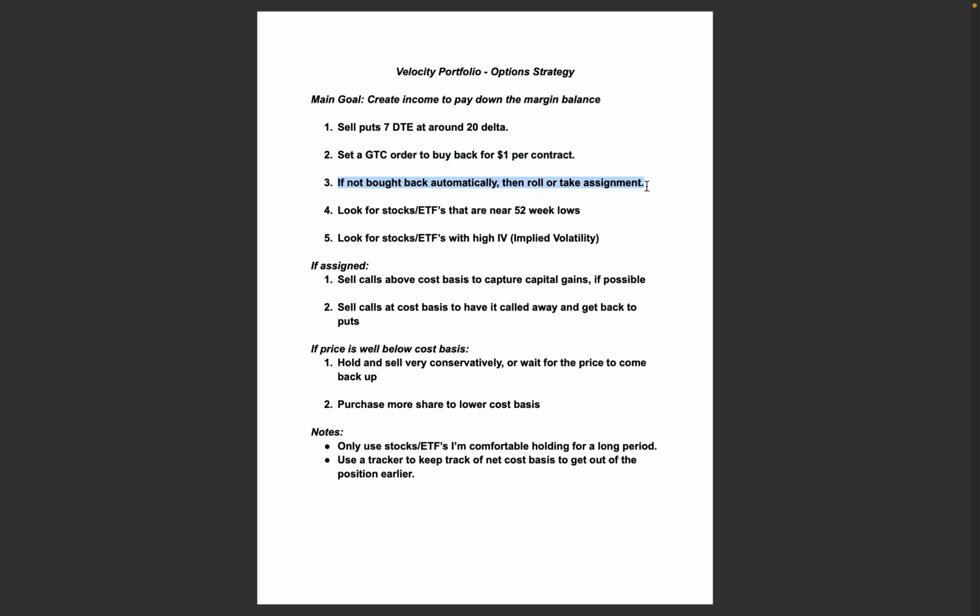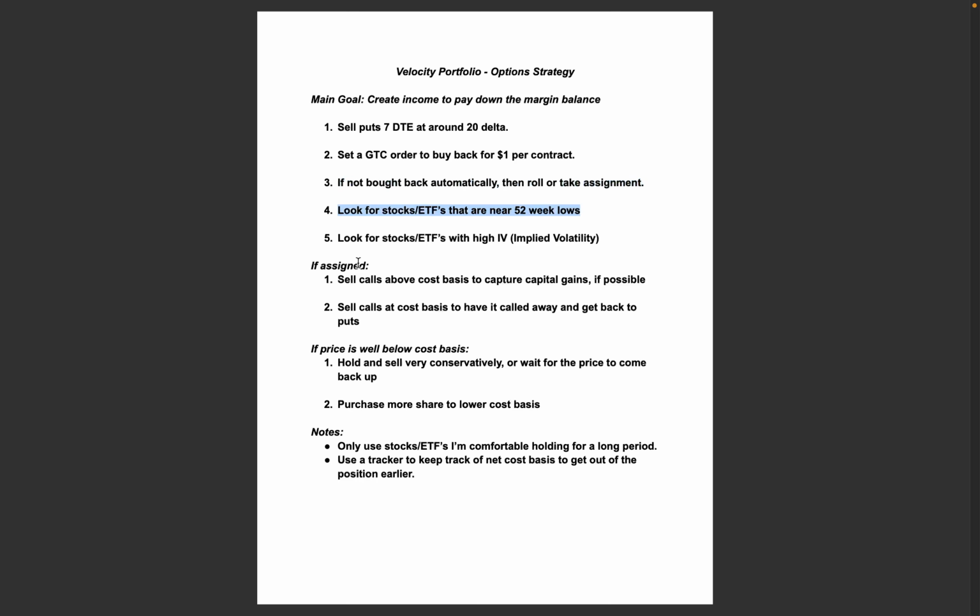Third, if it's not bought back automatically by this good till cancel order, then I will roll or take assignment depending on what it looks like on Friday. I do check the account a few times a day throughout the week, and if I see an opportunity to close it for half the price and sell another or jump into a different stock or ETF, then I will do so. But generally speaking, I will manage it the following Friday, and then I roll it if it is under my strike price, or I'll take assignment and decide to start selling calls.